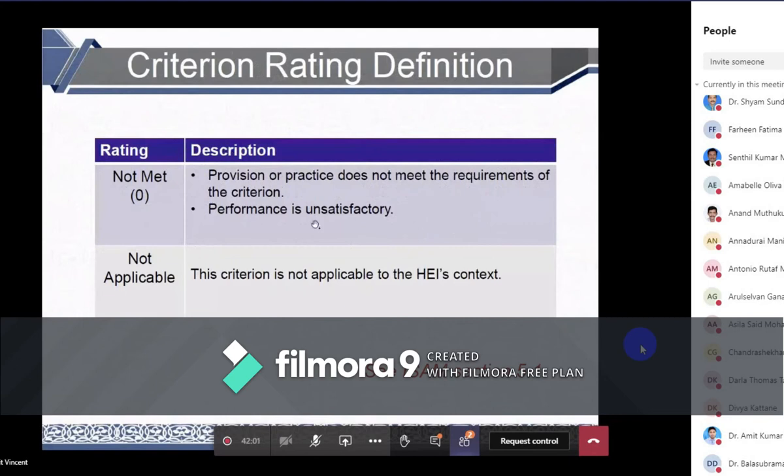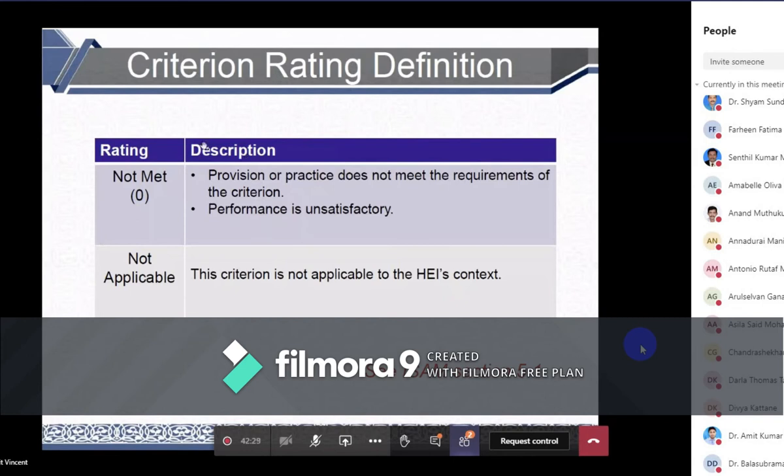The last one, last but not the least, we have not met and not applicable. That means for the provision itself, you only have a plan, but it does not meet. You don't have how you are going, what the plan is, what you are doing with the plan, how you are getting your things done. You don't have a mechanism, you don't have processes involved, then you will be getting 0. Some of the criteria, out of the criteria that we have, are not applicable as well.